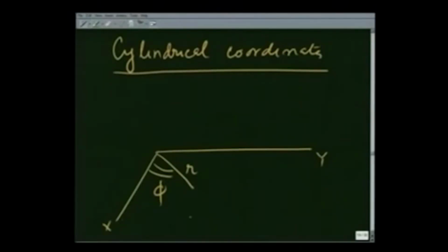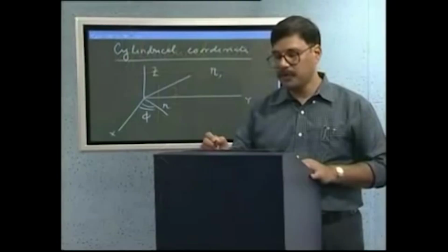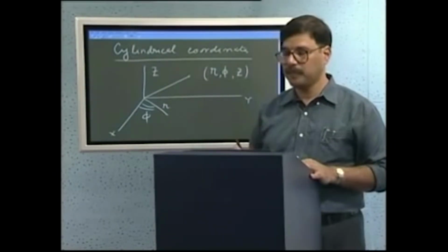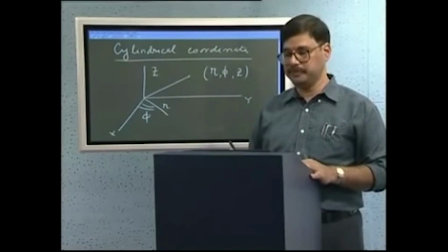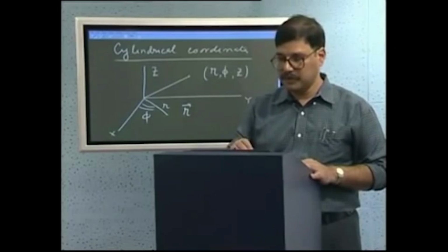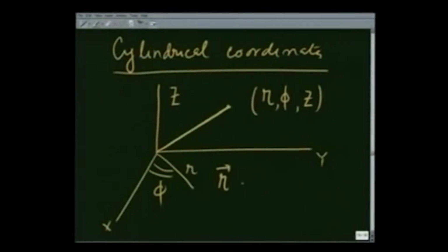Notice how I have changed the orientation of x and y, and it will require some getting used to. And the third dimension is treated as z itself, so that the position of a particle is going to be given by r, which is in the plane x and y, phi and z, z giving you the third dimension. Obviously, the vector r, which is in this direction, is going to be given as r unit vector r plus z unit vector z.